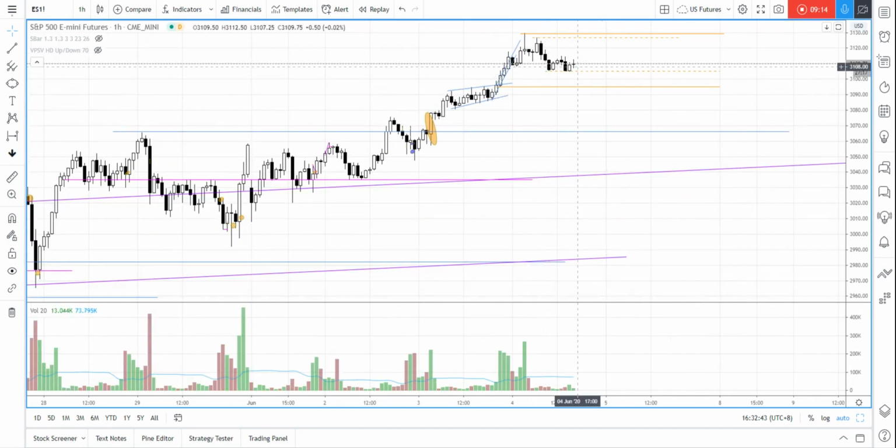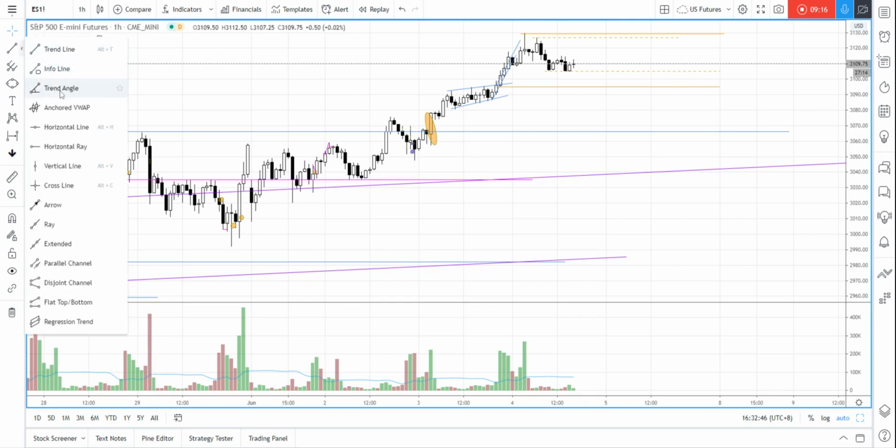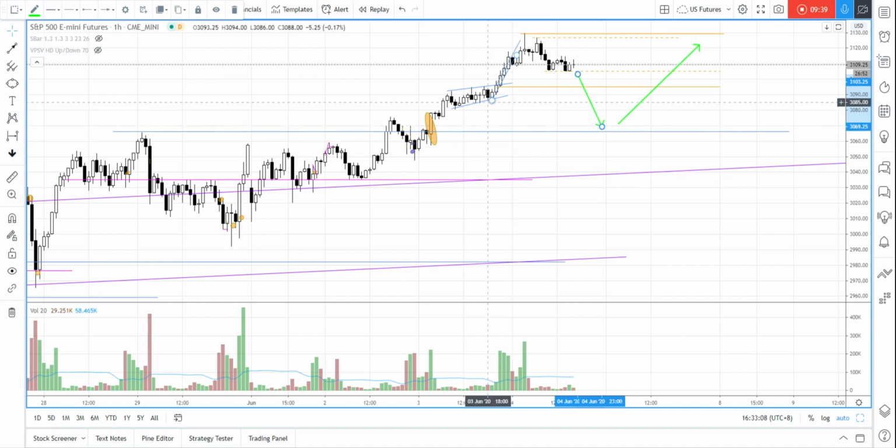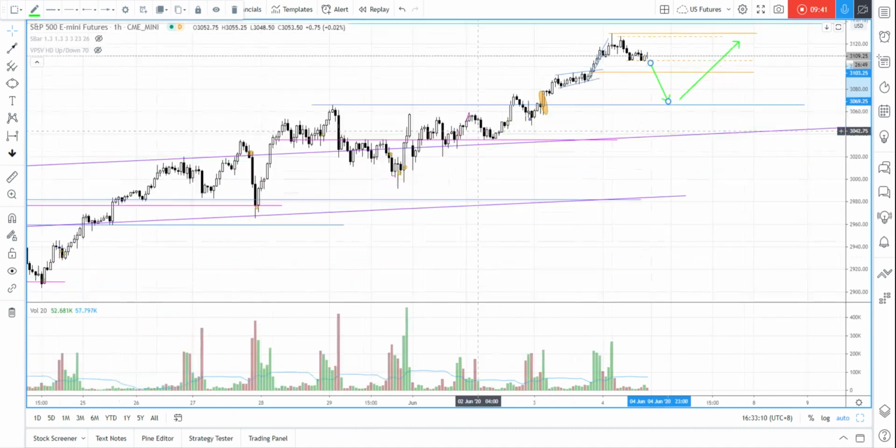But if you have a deeper pullback, I think a pullback to this region 3070 is possible as well. So the first level is definitely the day low around 3095. Second dip level, if we encounter a deeper pullback, is around 3070 or 3065. This actually coincides with this bar here. So actually it's just a test of this swing high here or this breakout bar here.